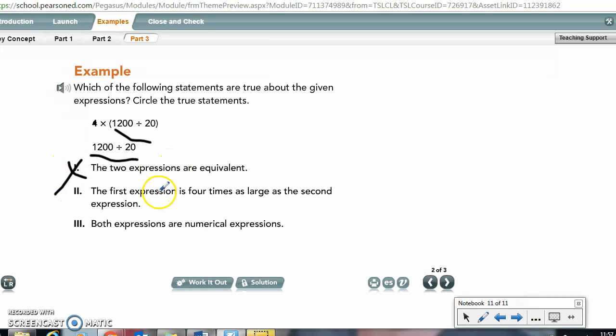Is the first expression 4 times as large as the second? Well, if this equals this, but then I multiply by 4, then yeah, that first one is 4 times larger than the second one. Are both numerical expressions? Yes, they only have numbers in them, so then they are numerical. Let's go ahead on to this next one.